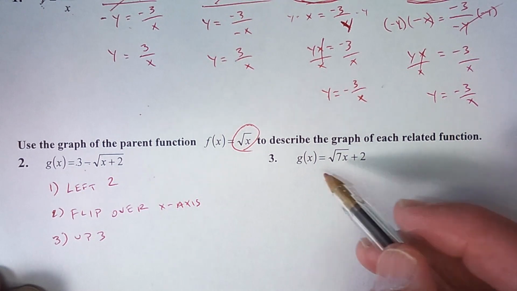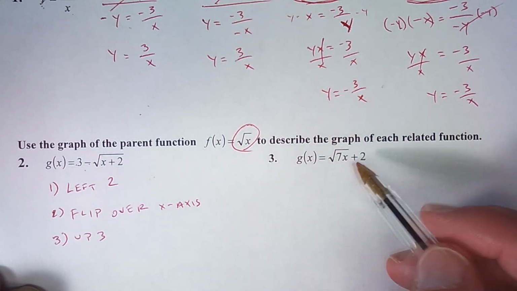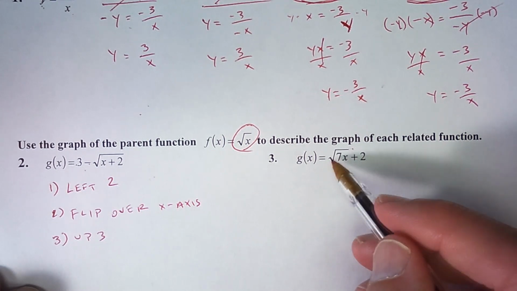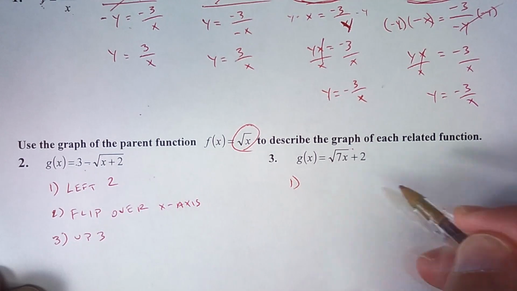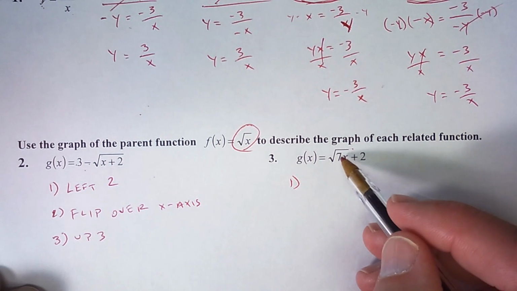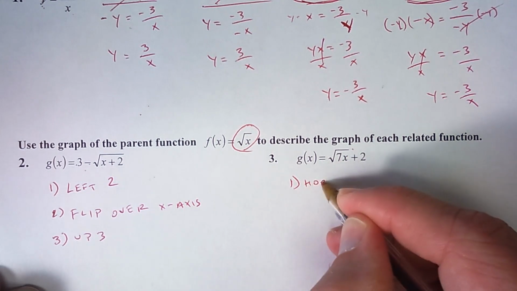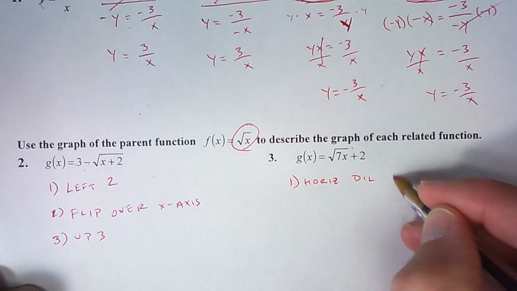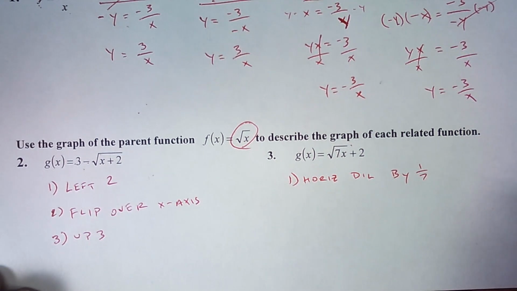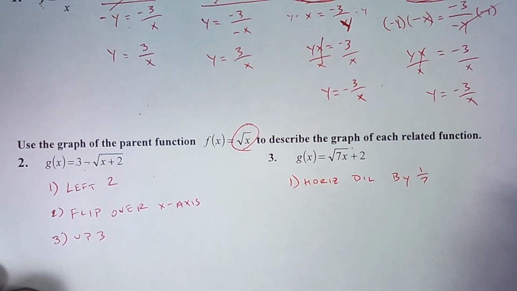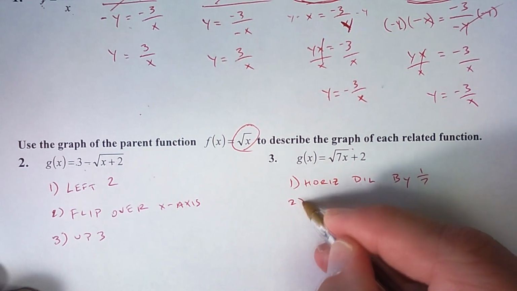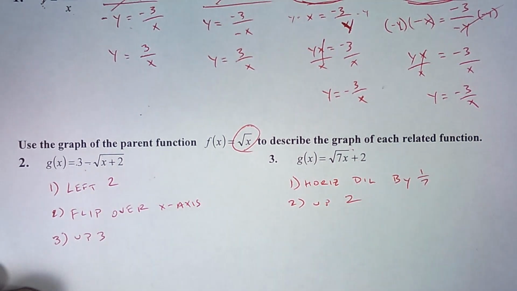Okay, then number 3, same parent function. Does anything happen inside of the square root function? Yes, it's multiplied, so that's a dilation. And it's inside, so it's horizontal. And inside, just like this moved left 2, we do opposites, we do reciprocals. So it's a horizontal dilation. And it is by the reciprocal, so it is by 1/7. So that means all of the x values get divided by 7. Then you go outside and there's a plus 2, so it shifts up 2.